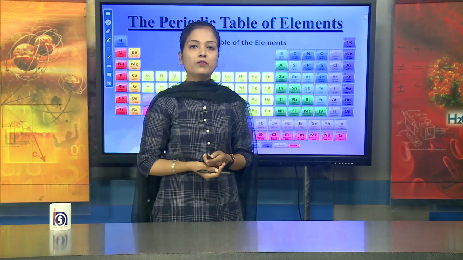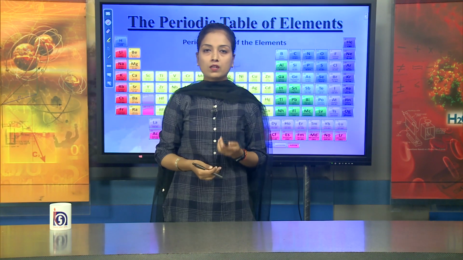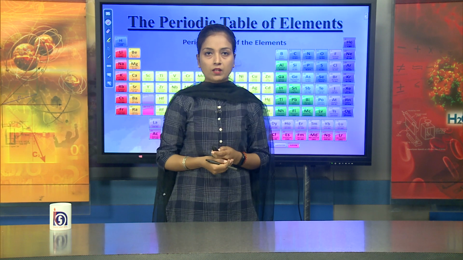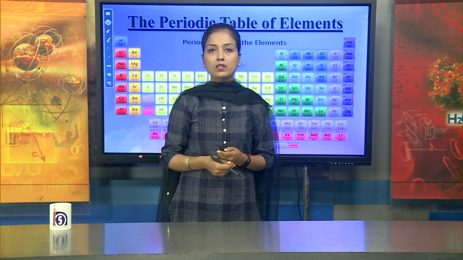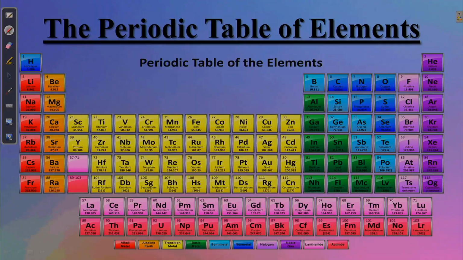First of all, we have to understand the meaning of the periodic table. The periodic table is a tabular array of the chemical elements organized by atomic number, from the element with the lowest atomic number, that is hydrogen, to the element with the highest atomic number. The atomic number of an element is the number of protons in the nucleus of an atom of that element.